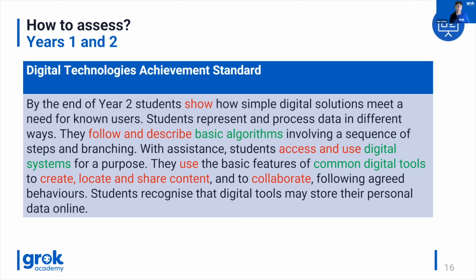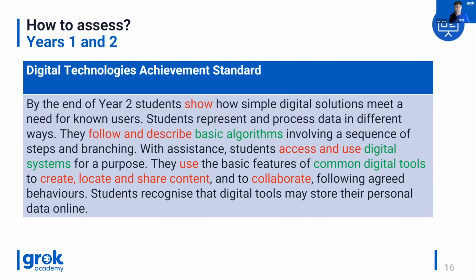Now, let's take a look at what we need to assess at years 1 and 2. This is the achievement standard, and it's really important to understand at the beginning of your planning process to know what the end point looks like for what you want your students to achieve. We've highlighted in red the action or command verbs, and that's what we're looking at when we're assessing our students' skill development. They include words like follow, describe, show, use, create, access, locate, share, collaborate.